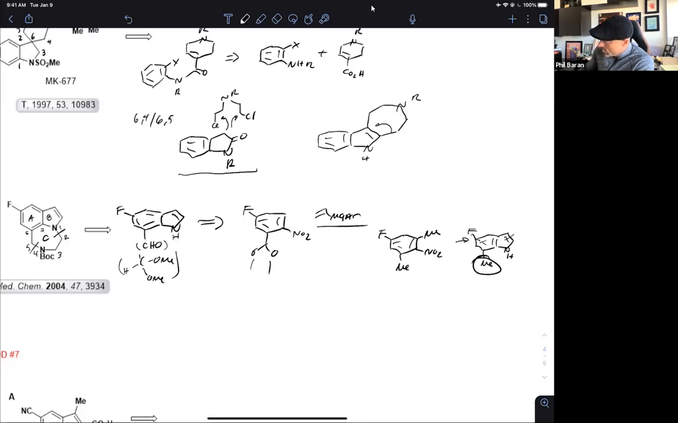But the Bartoli is good too. And the key thing about the Bartoli to remember is the signaling element. When I think about the possibility of using Bartoli, the first thing I think about is a substituent in the C7 position. It needs to be blocked with an ortho substituent. If there's no substituent here at 7, Bartoli doesn't work very well.